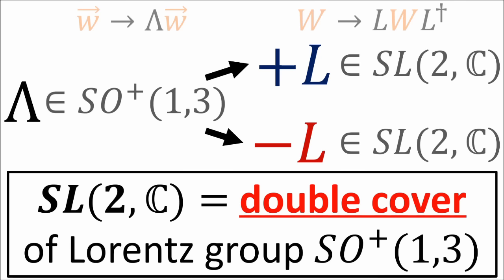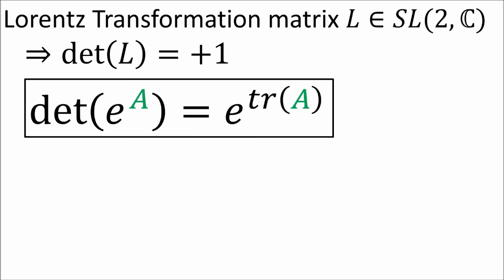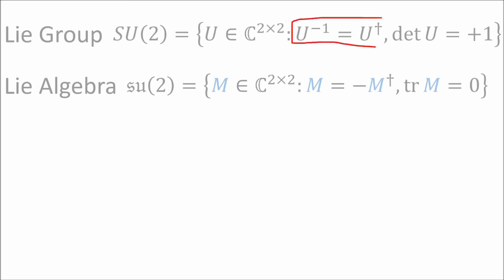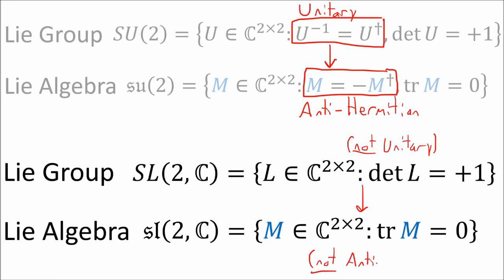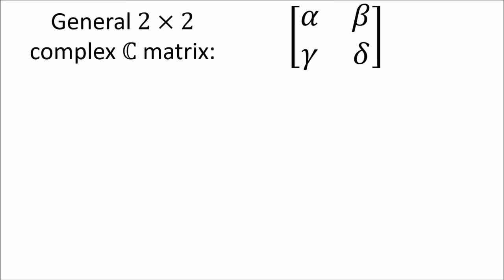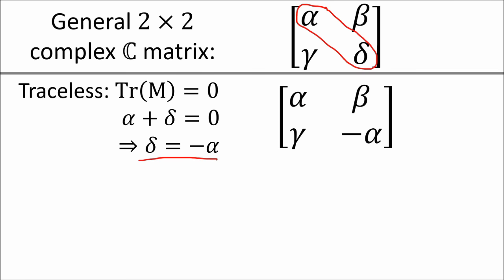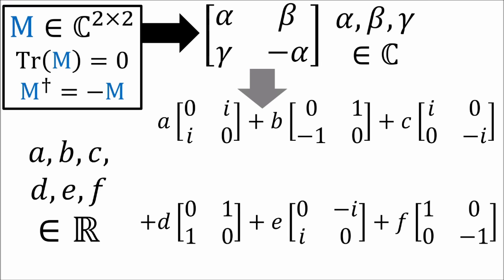Now, what do the generators in the Lie algebra SL2C look like? Since SL2C Lie group matrices have a determinant of 1, we can use this theorem with matrix exponentials to immediately conclude the generators are traceless. Now, because SU2 Lie group matrices were unitary, their generators ended up being anti-Hermitian. But SL2C Lie group matrices are not required to be unitary, so there is no requirement that their generators are anti-Hermitian. Looking at a general 2x2 complex matrix, if we force it to be traceless, this means delta equals negative alpha. This leaves us with 3 free complex parameters, or 6 real parameters.